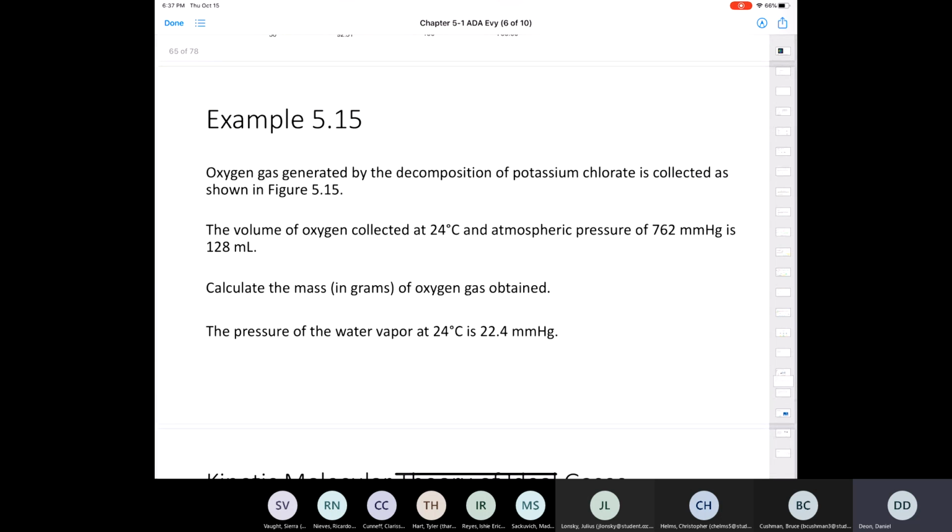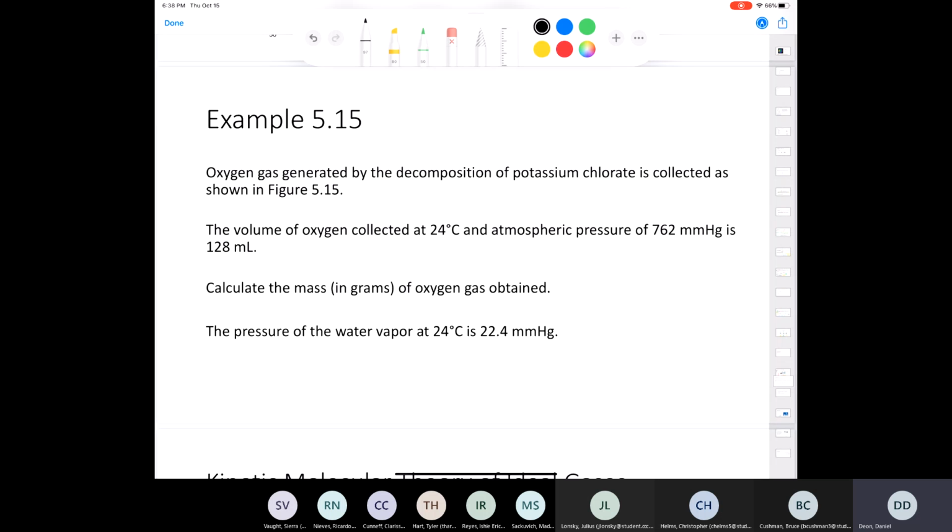Example 15.15. Oxygen gas is generated by the decomposition of potassium chlorate, just like in that figure that we looked at. The volume of oxygen that's collected at 24 degrees Celsius and atmospheric pressure is 762 millimeters of mercury. So this here is our P, our atmospheric pressure. Calculate the mass in grams of the oxygen gas obtained.